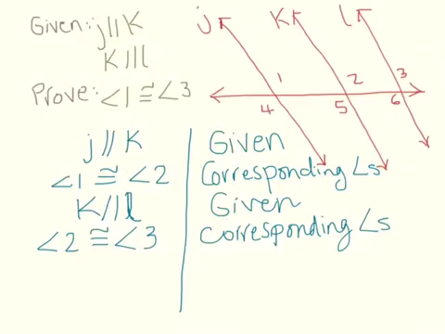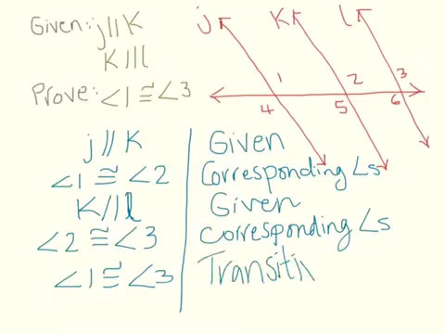So we have 1 congruent to 2, 2 is also congruent to 3. Again, you see 2 is in common between them. In that case, angle 1, I can say is congruent to 3 because those are the two different ones. Again, 2 is in common. So angle 1 is congruent to 3, and that's the transitive property.